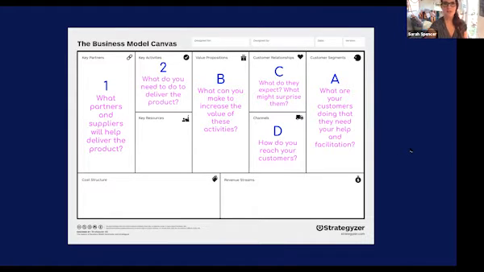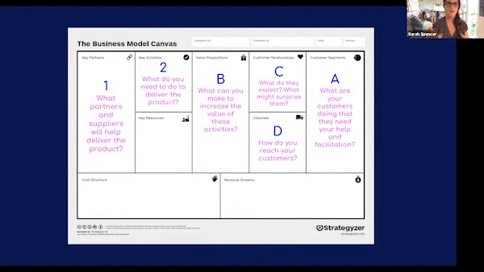The next thing is the key activities. So what do you need to do to deliver this product? This is where the strategy comes in to developing your product. You've got who your customers are, you know what the products are, you know how you're going to make it surprising for your customers, you know when you're going to sell it to them, before, during, after. You know who's going to be helping you, and then what else do you need to deliver this product?